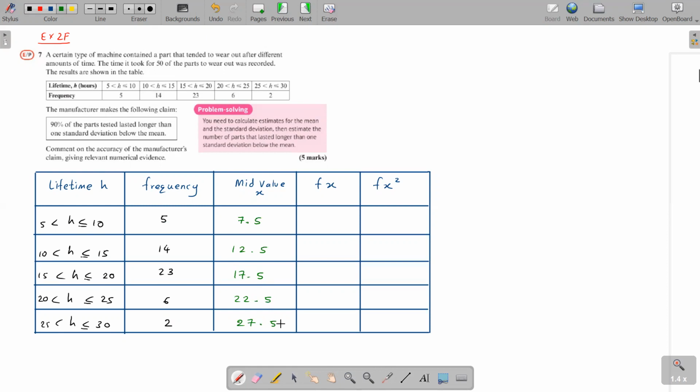Now multiply the frequency and the x values, so multiply f and x. 5 times 7.5 is 37.5. 14 times 12.5 is 175. 23 times 17.5 is 402.5. 6 times 22.5 is 135. And 2 times 27.5 is 55.